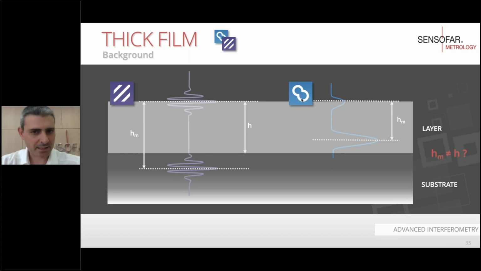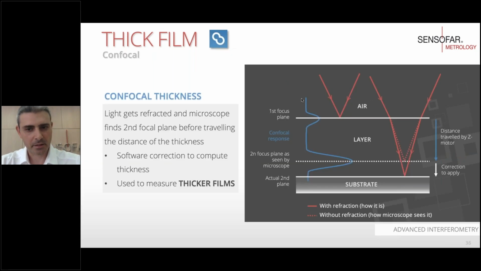Here on that slide we see two different behaviors of interferometry and confocal. One is providing a separation of the signal. The other one is providing closer signals between the two peaks. Let's see why this is happening. So let's start with confocal.